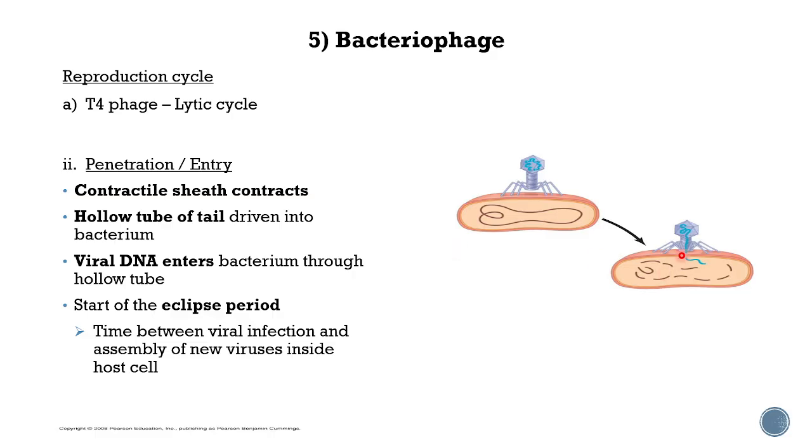So the hollow tube will puncture inside the bacterium, which will then allow the viral DNA to enter the bacterium through this hollow tube. That is the start of what we call the eclipse period, which is the start of viral infection.